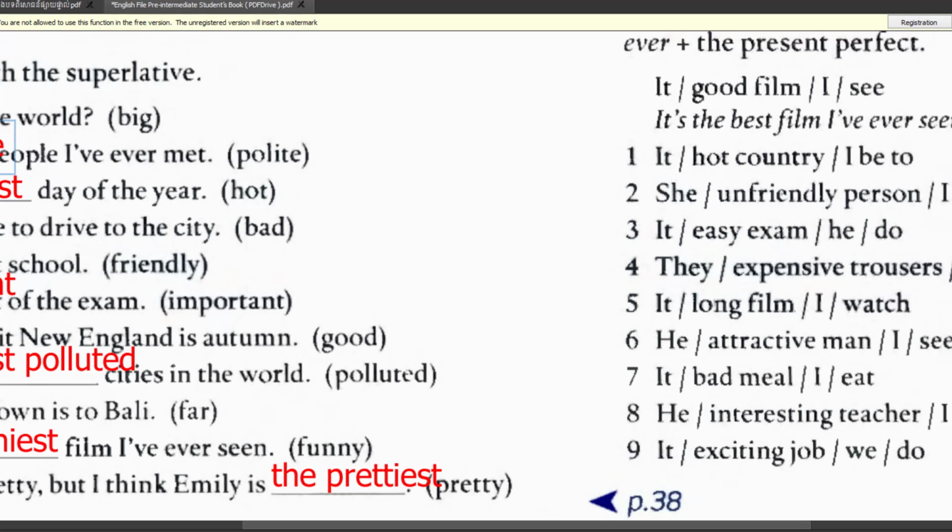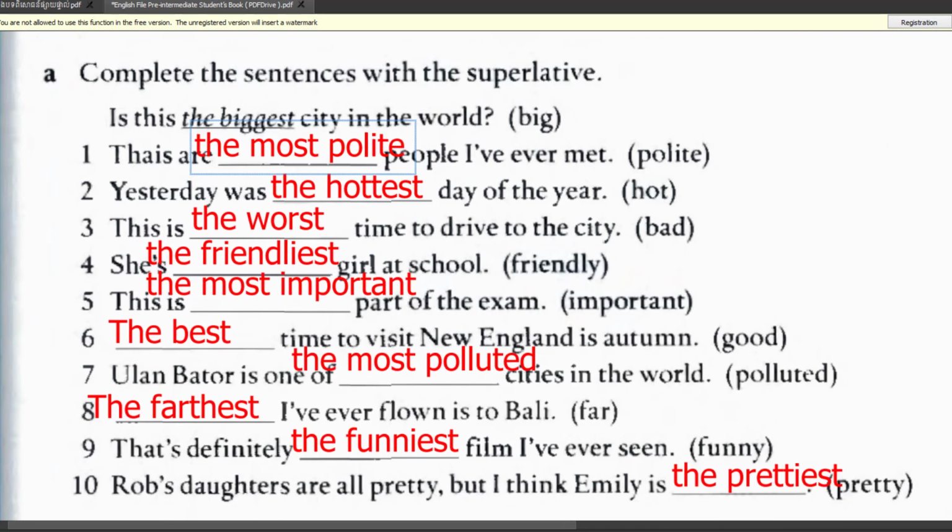Okay, now number 8. How you the same, more, the same.